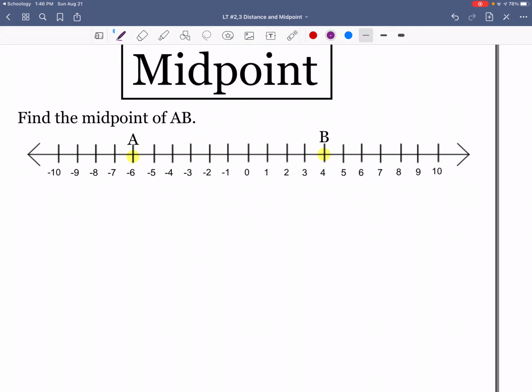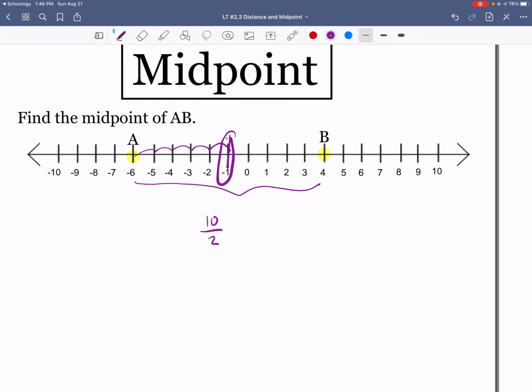So one way to do that is to get this distance or difference here, 4 minus negative 6, we get 10, and then divide by 2. So we get 5. And there are 1, 2, 3, 4, 5. We get that the midpoint is negative 1.